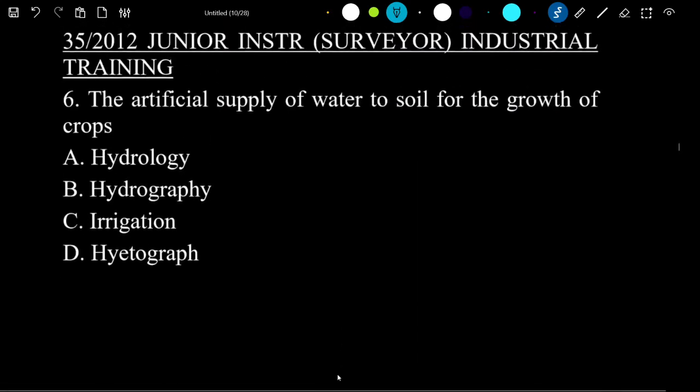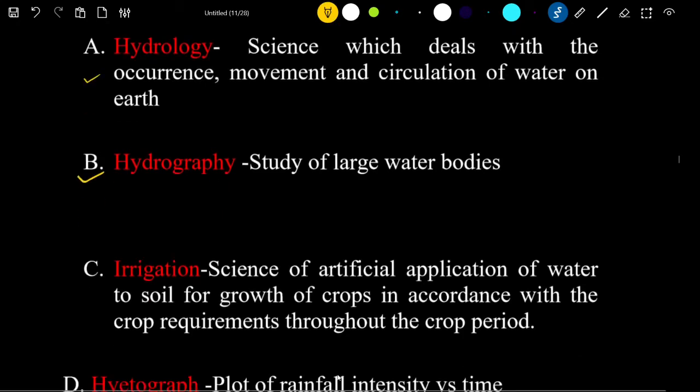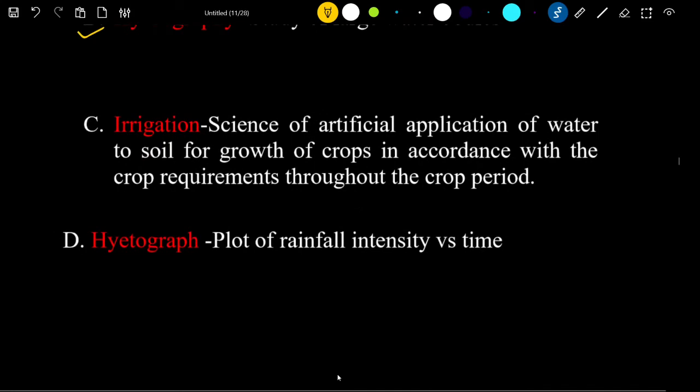The next question is, the artificial supply of water to soil for the growth of crops. Of course, it is the definition of irrigation. Irrigation means artificially applying water to soil for the growth of crops. Now we'll see what the other options are. Hydrology is a science which deals with the occurrence, movement, and circulation of water on the earth. Hydrography is a study of large water bodies. Irrigation, as we mentioned, is a science of artificial application of water to plants. Hydrograph is a plot of rainfall intensity versus time.